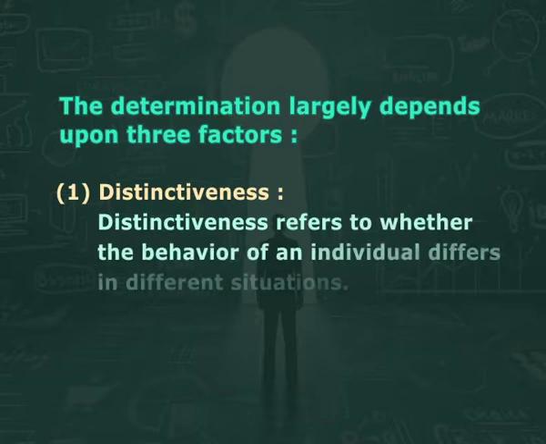The determination largely depends upon three factors. First, distinctiveness. Distinctiveness refers to whether the behavior of an individual differs in different situations. For example, whether the employee is working overtime today because he wants a leave tomorrow or out of his believed importance of completing work on time.